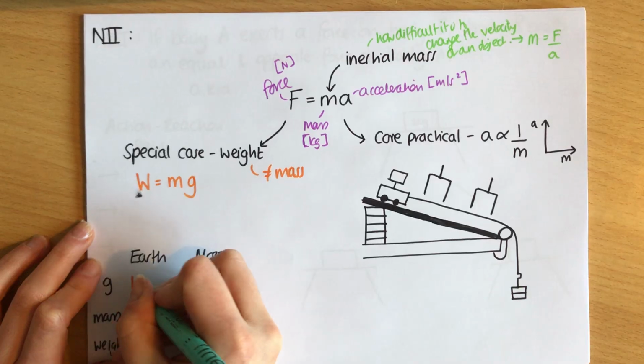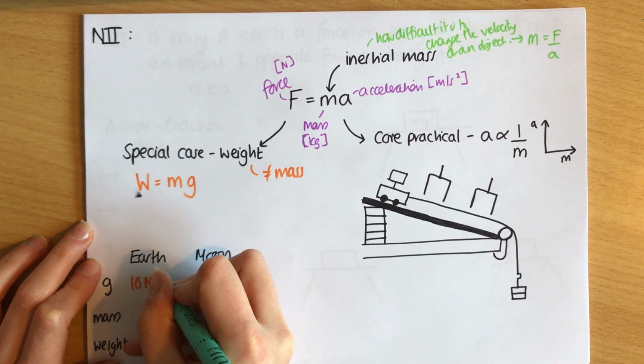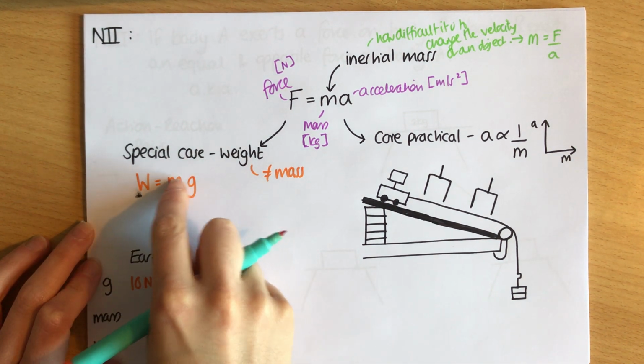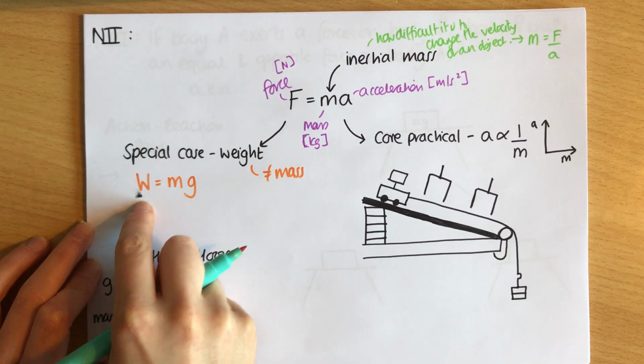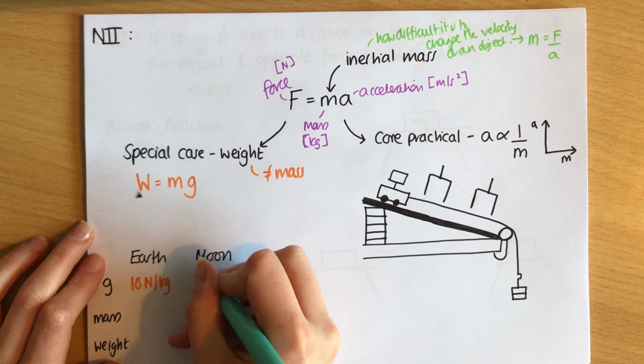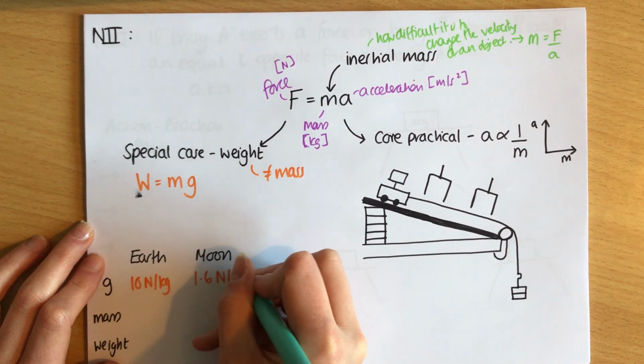Now on Earth, g equals 10 newtons per kilogram, or we can also write it as 10 meters per second squared, back when we looked at acceleration in motion. The newtons per kilogram comes because if you rearrange this equation, weight divided by mass, it's newtons over kilograms. On the moon, it's much, much smaller than that. g on the moon is 1.6 newtons per kilogram.